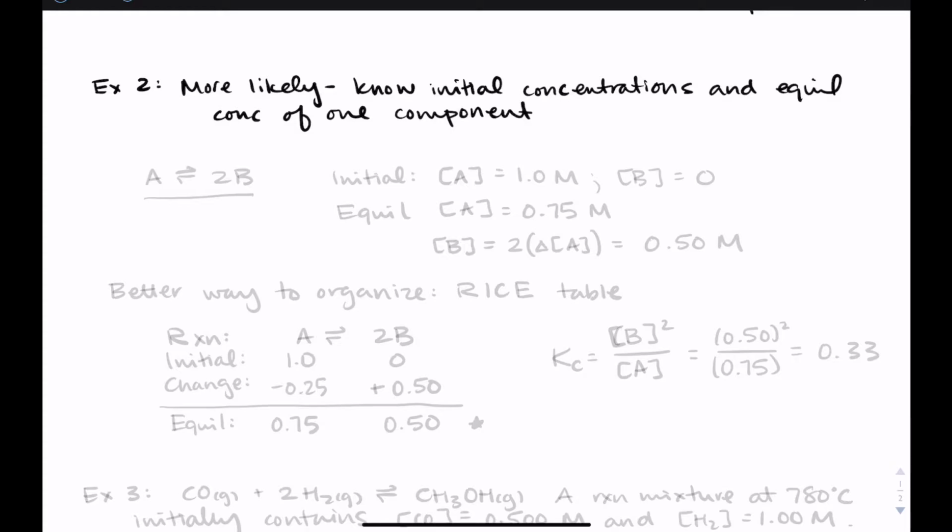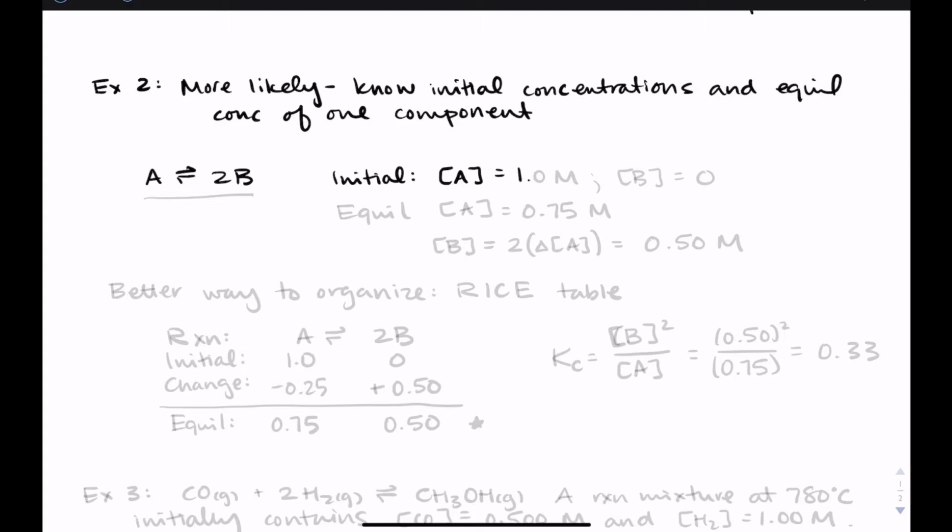and then plug those values into the expression. So let's say for my reaction A in equilibrium with 2B, I initially have 1 molar A, no B, and at equilibrium, I have 0.75 molar A. And that's the only information I'm given. Now, often you might just be given that the initial concentration of A is 1 molar. And then if it doesn't say anything about B, it means that there's no B. And then at equilibrium, I have 0.75 molar A.